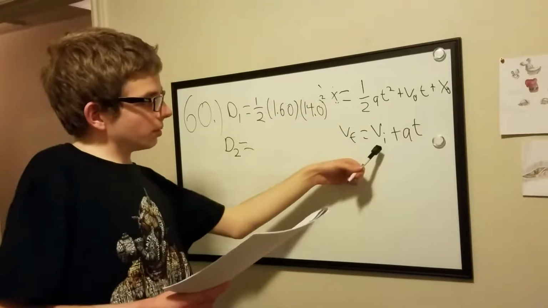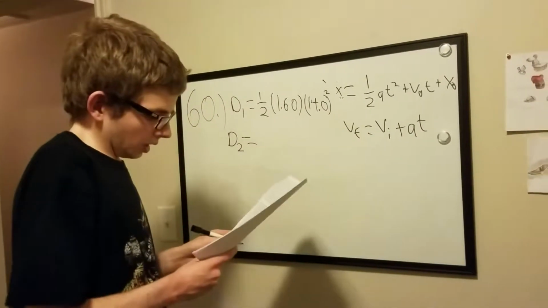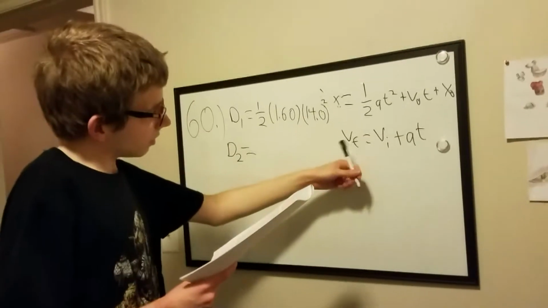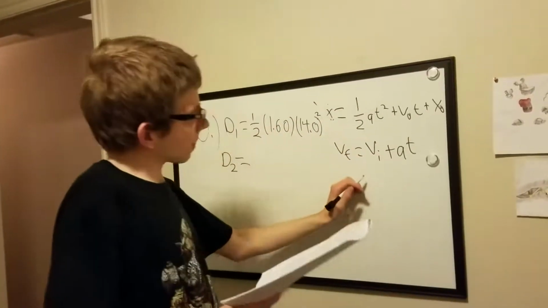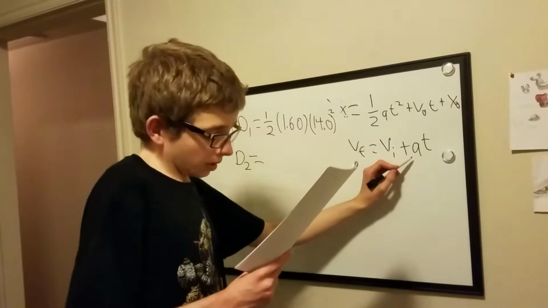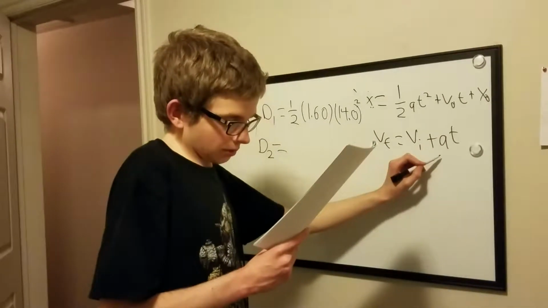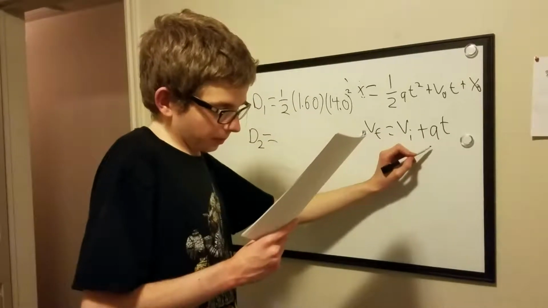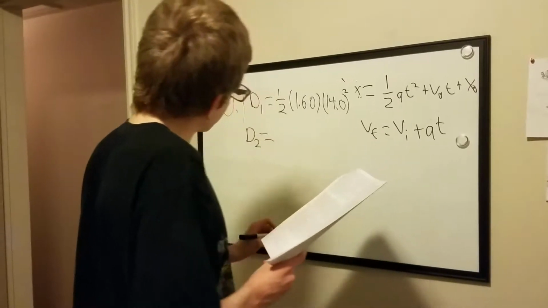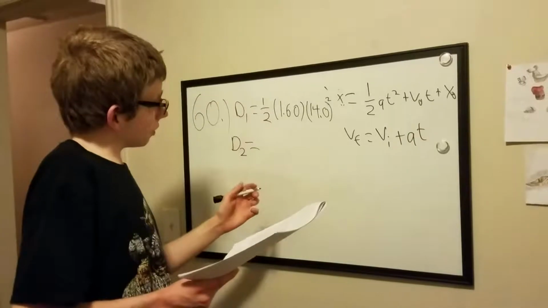Which is final velocity equals the initial velocity plus acceleration times time. And we can find that by just plugging in the values again. The initial velocity was 0 for the first part, so it's just acceleration times time. So the final velocity for that is equal to 1.6 times 14. And the final velocity of the first segment is our initial velocity for the second part.